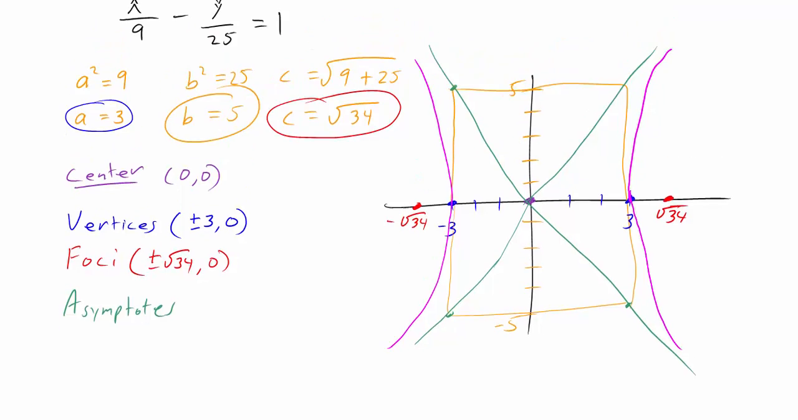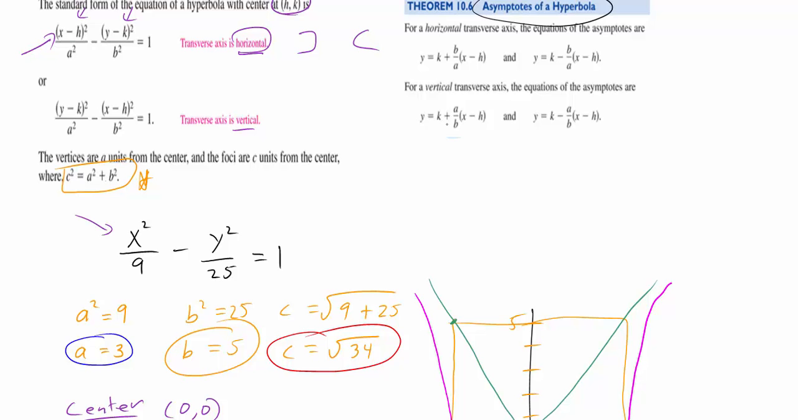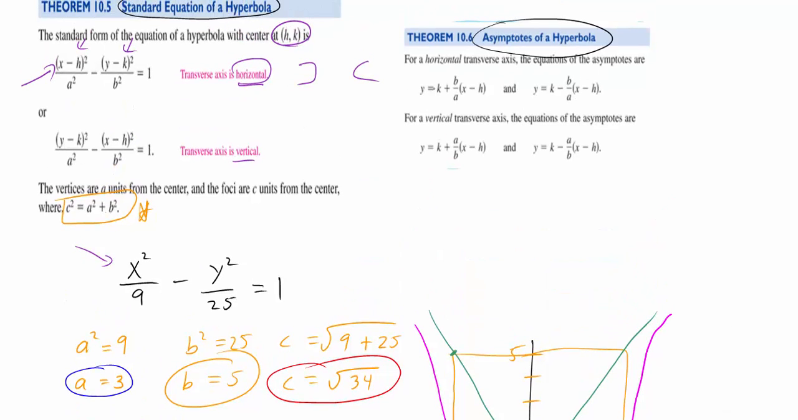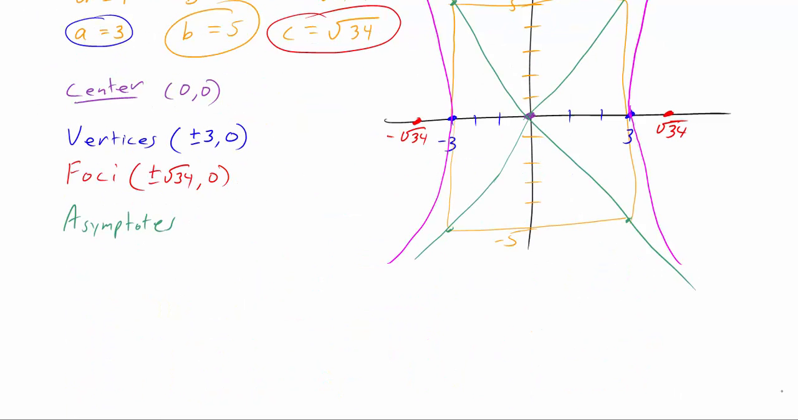And if we are looking at the formulas up here, because we have a horizontal axis, then we're going to use this first one where y equals k plus b over a times x minus h. And I'm going to simplify this because the only difference between this one and the other is that one is positive and one is negative. So we can actually write that together if we would like. So we could think of that as y equals k plus or minus b over a times x minus h.